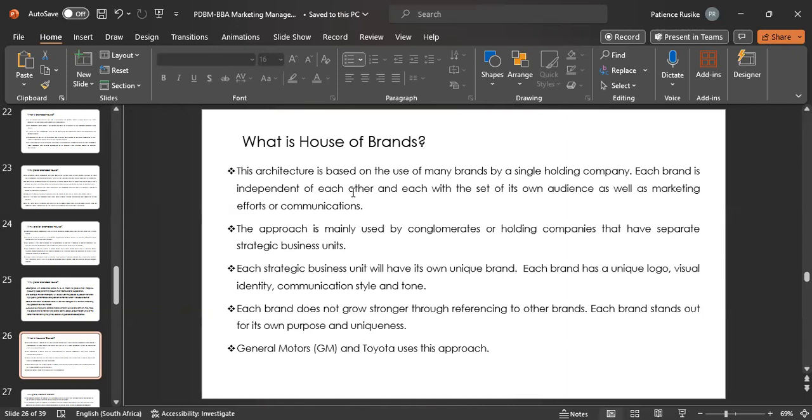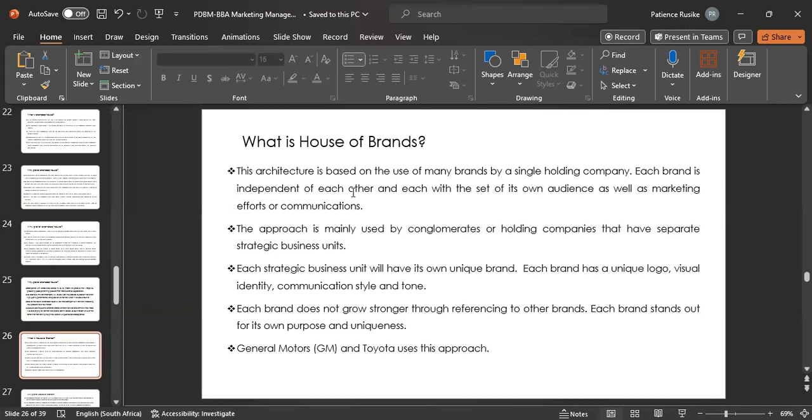Right. So each brand does not grow stronger through referencing other brands, because we cannot say that Dove is doing well, hence Lifebuoy should also do well because of Dove, because they are completely different. Their performance is completely separate; in fact, they sometimes compete with one another.